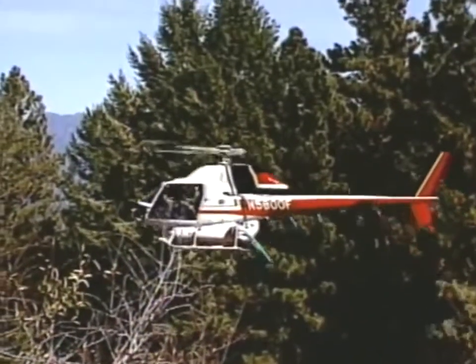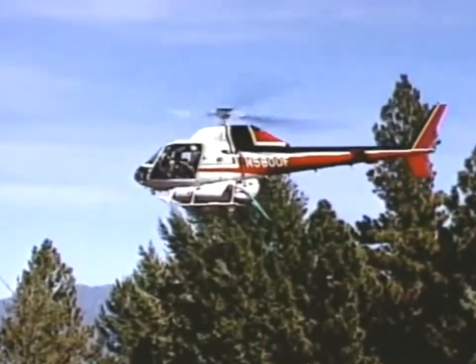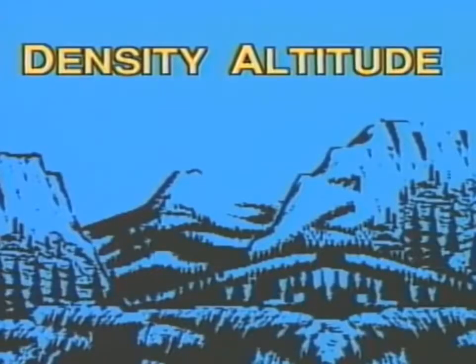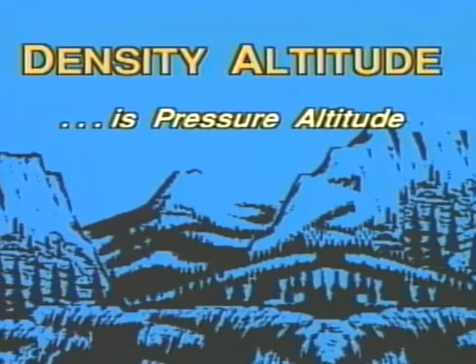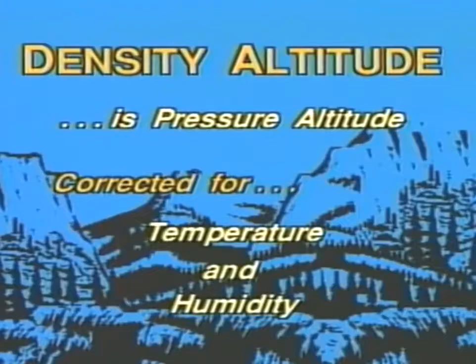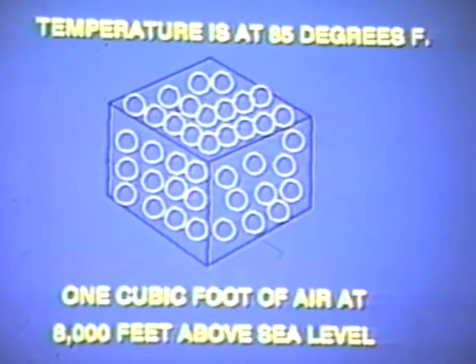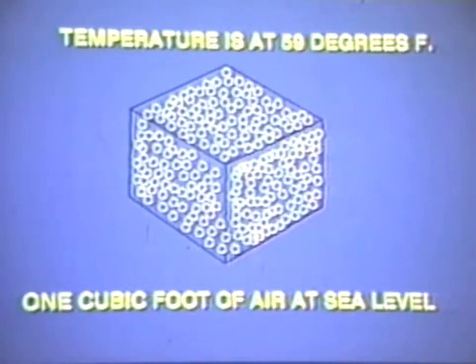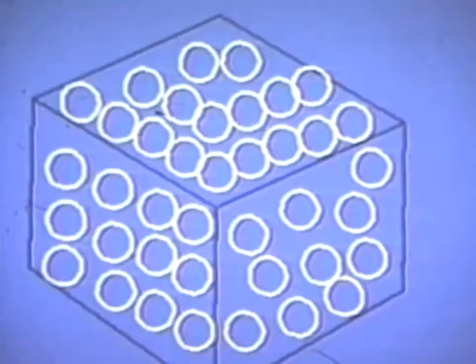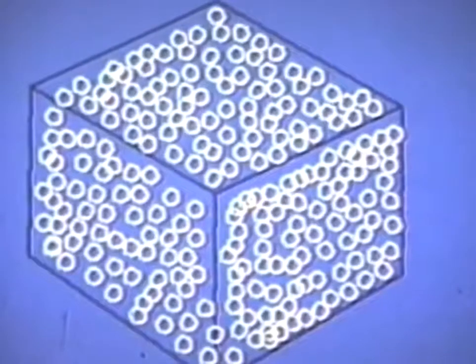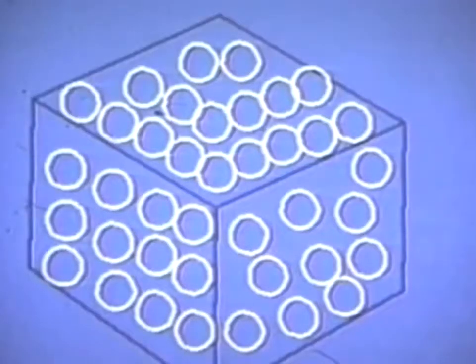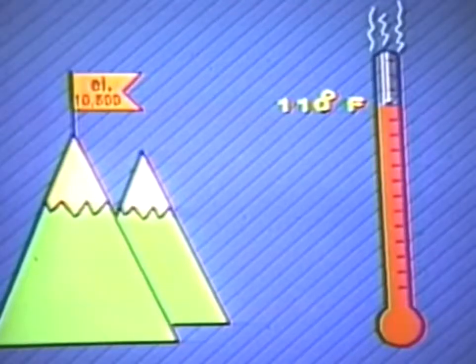Now let's talk about density altitude and its effect on aircraft performance. Density altitude, by definition, is pressure altitude, or elevation, corrected for temperature and humidity. Air is said to be thin at higher elevations. That is, there are fewer air molecules per cubic foot at 10,000 feet than there are at sea level. Also, as air is heated, it expands, and you can get fewer molecules of warm air in 1 cubic foot than you can cool air. In effect, warm air is also thin. So, as you go up in altitude and temperature, density altitude also goes up.